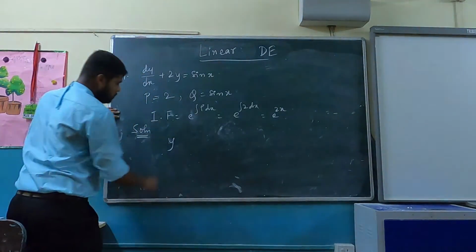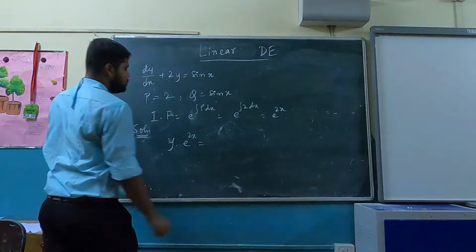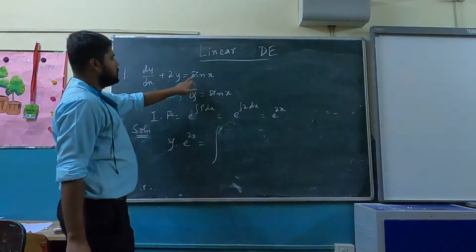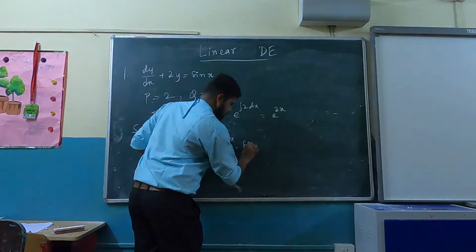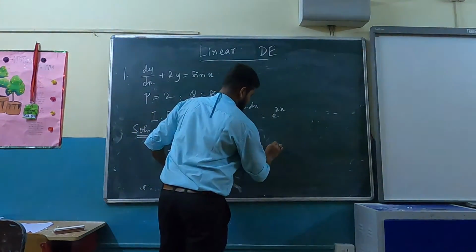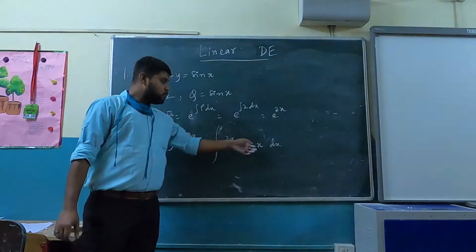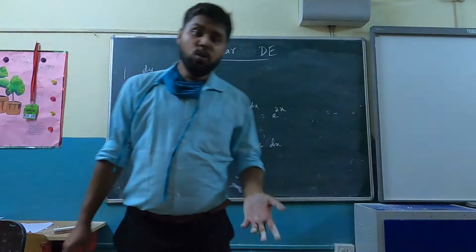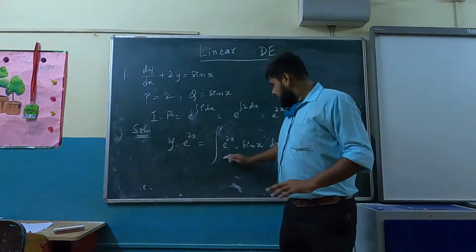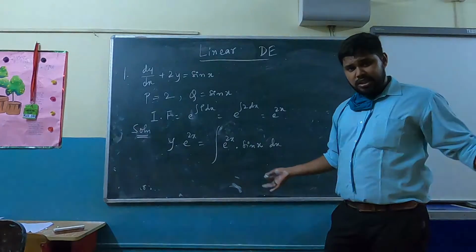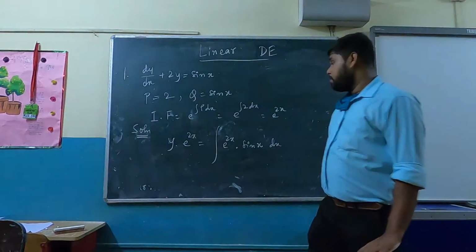the final solution y e to the power 2x is equals to integration sin x dx. Now e to the power 2x into sin x dx, this is a very known integration, you already know how to solve it, so I am not solving it here because this integration in itself is a huge integration, so please do solve it and write the final answer. Okay?